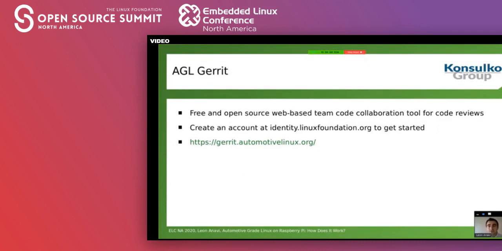A few words about AGL Gerrit. This is a free and open source web-based code collaboration tool for code reviewers. It is specifically useful when you have large projects, and definitely AGL is a large project, with people working and reviewing code who are distributed around the world in different time zones. Gerrit simplifies the code review process, and it's a great tool for this job. You can use AGL Gerrit. All you need to do is create a free account at identity.linuxfoundation.org to be able to log in to gerrit.automotivelinux.org.